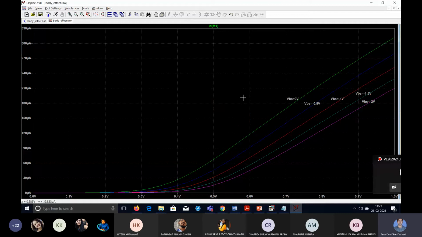So in this fashion, we have first put VBS equal to 0, then VBS equal to minus 0.5 volt, because this first plot is showing the first set when VBS was 0. This is the second set, VBS equal to minus 0.5, VBS equal to minus 1, VBS equal to minus 1.5, and then minus 2. So this is basically increasing, threshold voltage is getting increased. We can see.